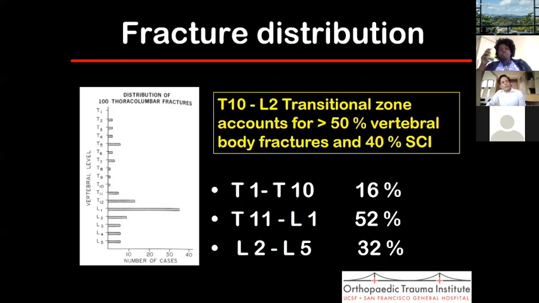Okay, and in terms of fracture distribution, the majority of fractures occur between T10 and L2 at the thoracolumbar junction, where you have the stiff thoracic spine above, which is stabilized by the rib cage and the sternum, at the junction of the more mobile lumbar spine. And these T11 to L1 injuries account for the majority of thoracolumbar fractures.